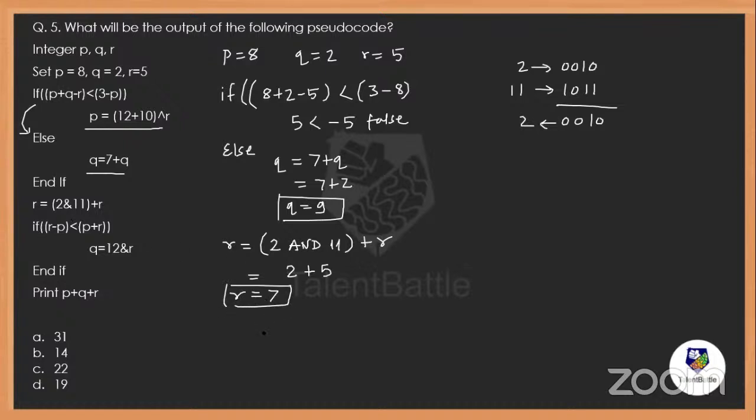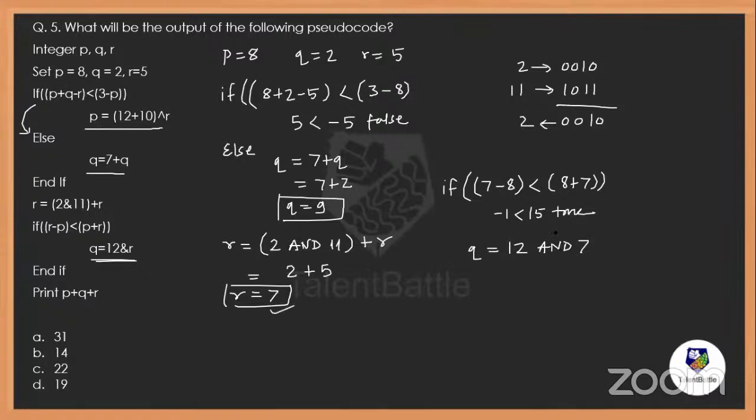Again, check the condition. If R minus P, means 7 minus 8, is less than P plus R, means 8 plus 7. So 7 minus 8 is minus 1, which is less than 15. So this turns out to be true. So if condition is true, we have to calculate the value of Q. Value of Q is equal to 12 and value of R, which is 7, the updated value we have calculated here.